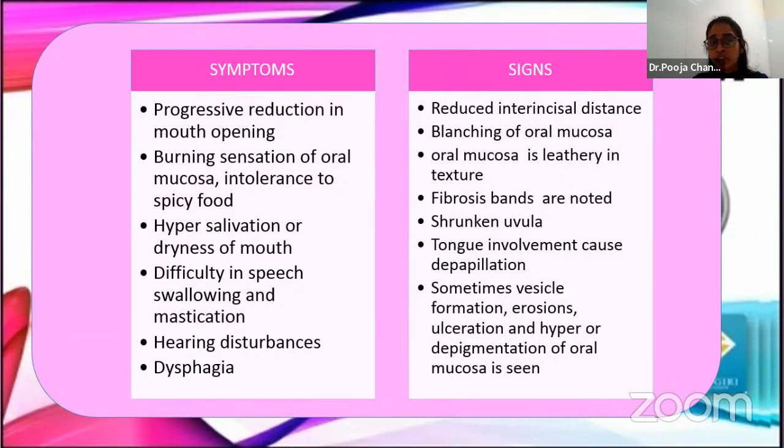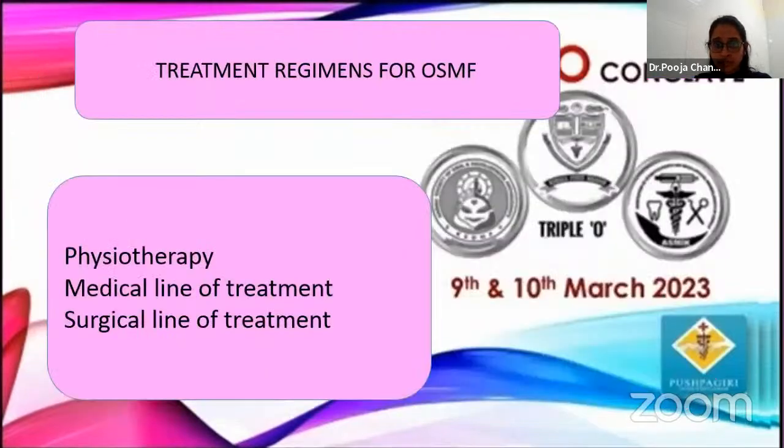Symptoms might be reduction in mouth opening, burning sensation, hypersalivation, difficulty in speech, swallowing and mastication, hearing disturbance, dysphagia. Signs include the decreased inter-incisor distance, blanching of the oral mucosa, leathery texture of the oral mucosa, shrunken uvula, fibrous bands, inability to move the tongue. There might be vesicles, erosions on the tongue, and hyper or depigmentation of the oral mucosa might be seen.